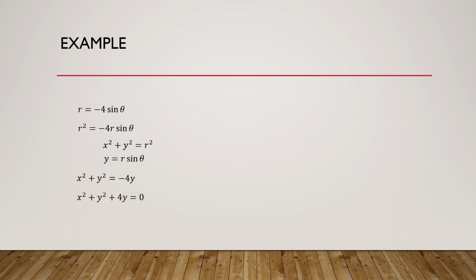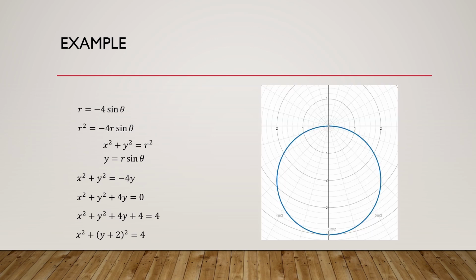We can then move the negative 4y to the other side of the equation and complete the square by adding 4 to both sides. When we factor the y terms, we get x squared plus (y plus 2) quantity squared equals 4. This equation algebraically is a circle centered at (0, negative 2) with a radius of 2.